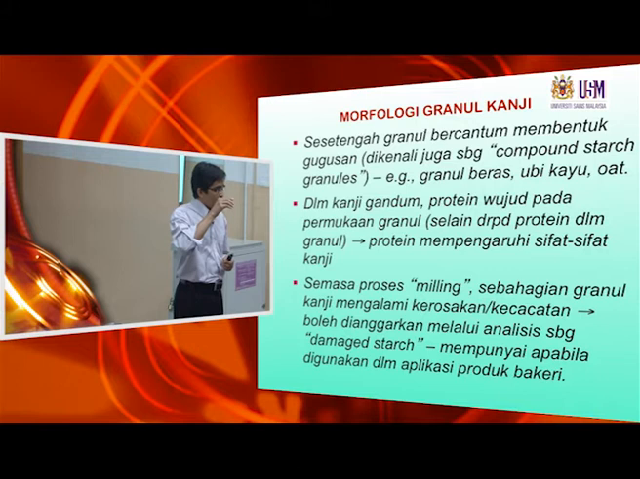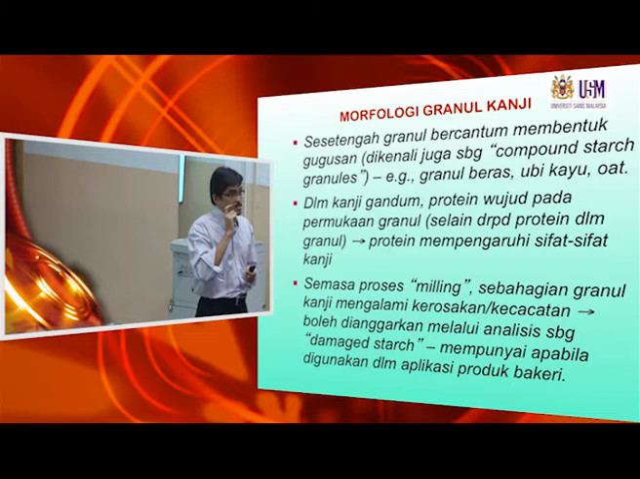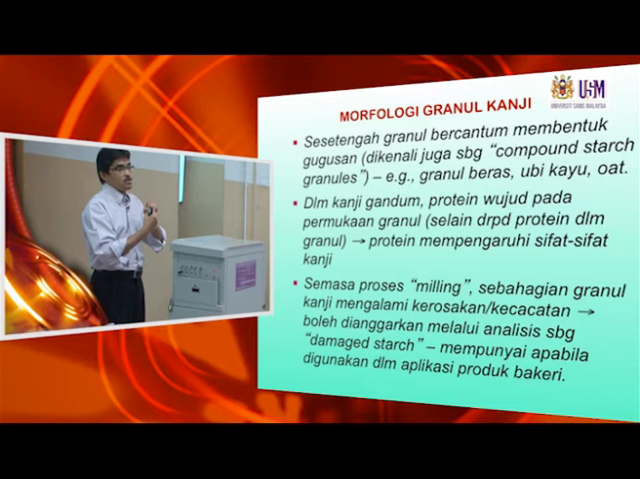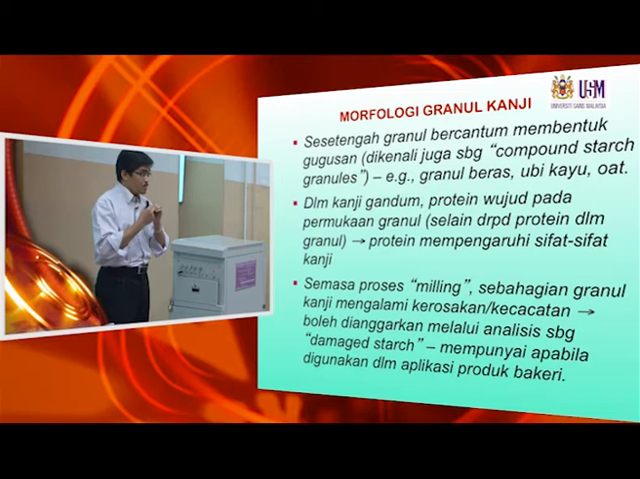For example, fuchsin, F-U-S-C-H-I-N. This is a special type of dye, pewarna. When we add it to the starch, it will react with the protein, and it can form a green color. So when we look under the microscope, we can see. So actually, for some types of starch, on the surface of the granule, there is some protein. And inside the granule also, sometimes we can find protein bodies.